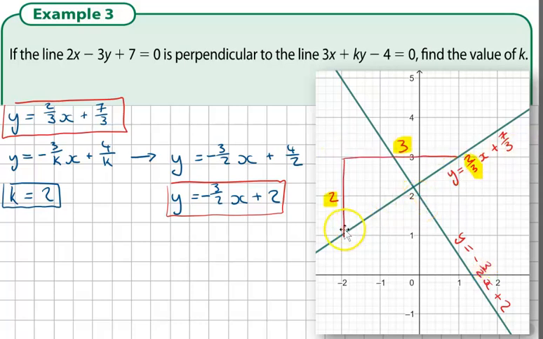And then for the uphill slope, that's this one here. So this is y is equal to 2 over 3x plus 7 over 3. So it's positive, first of all, because it's going uphill, going from left to right. And the rise is 2 and the run is 3. So we get positive 2 over 3. So rise over run, 2 over 3. So they are indeed perpendicular.